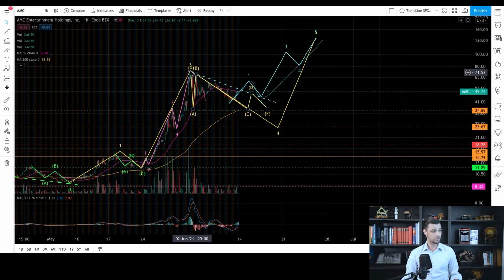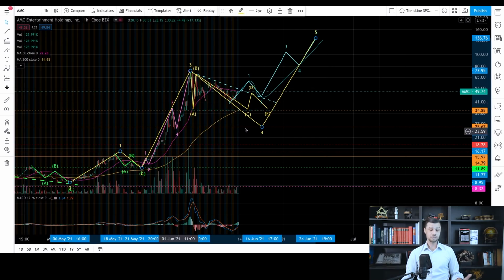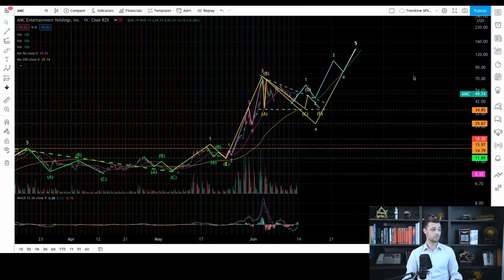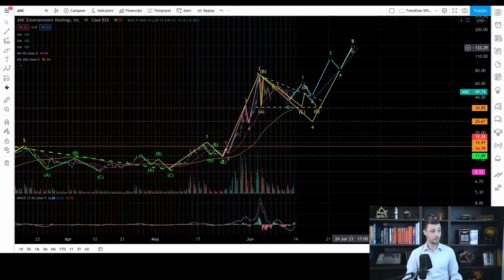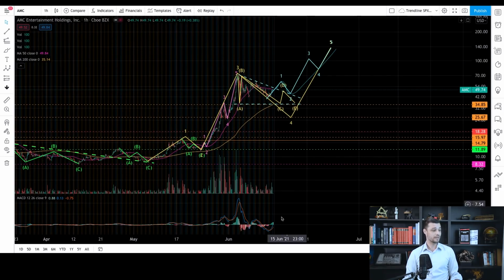Once again, because fourth waves like to retrace either to the top of the third wave, so 35, or the bottom of the fourth wave, 3 or 4. So in both cases, guys, we are bullish. All my scenarios for now lead to 135. Everything can happen, so you just need to stay focused and aware that anything can happen.